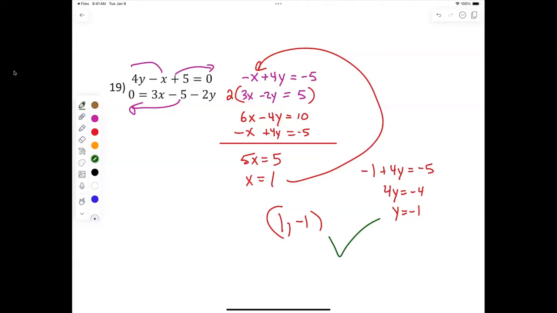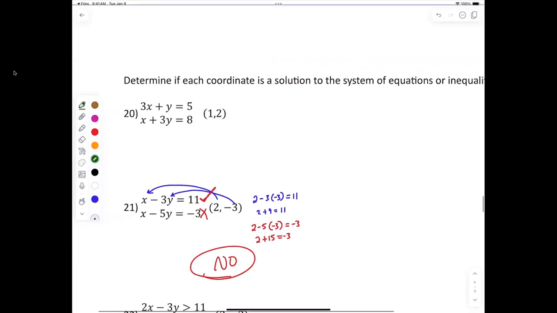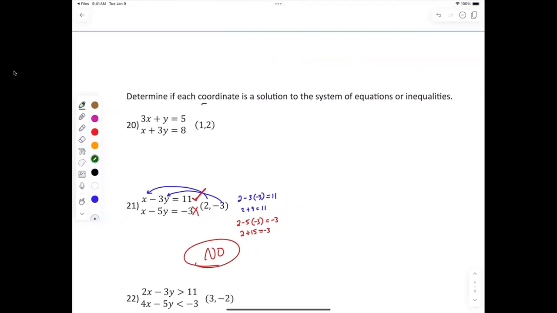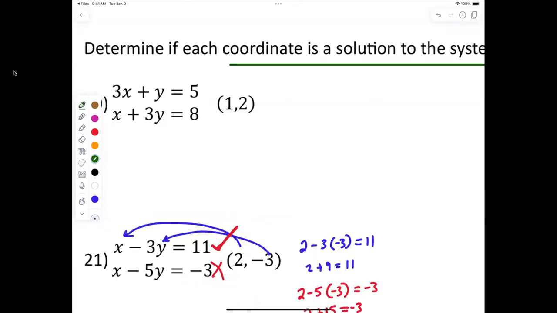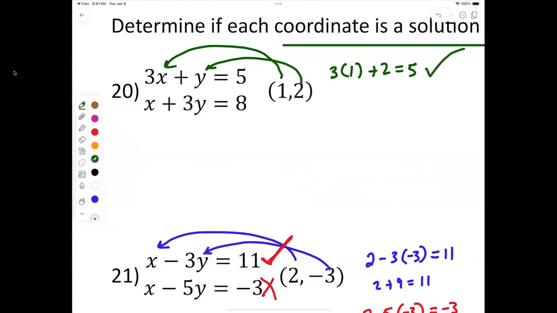Okay? All right, now next, please, I'd like everybody to go to number 20. I'm trying to determine if the coordinate is a solution. So I just plug 1 in for X and 2 in for Y. Does it work on the first equation? Does 3 times 1 plus 2 equal 5? So that does work for the first one.